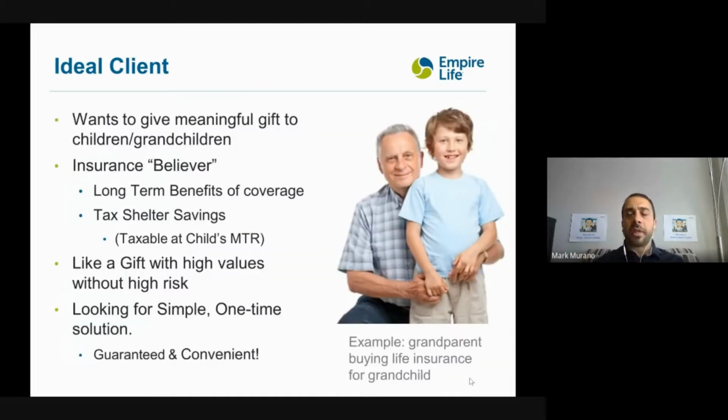Ideal client. So we always give this ideal client slide. In most scenarios, the parents have done a great job investing in RESPs. They've maxed out government benefits. They've done all the stuff they're supposed to do. Grandparents still want to give a meaningful gift.